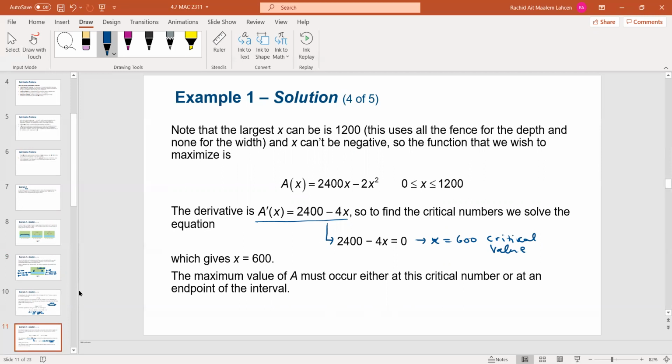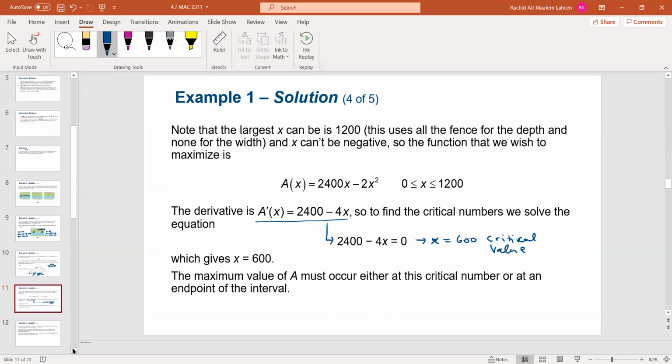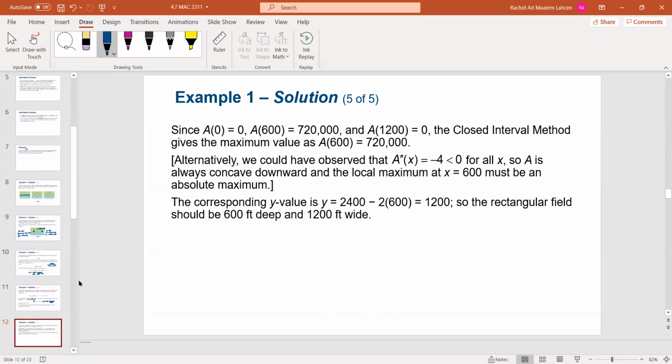And now for this interval in which we're working, right? The 0 to 1200, the maximum value of A must occur either at the critical number or at an endpoint. So how can we know that? Is if we use these values into the function and substitute them like the y value, so see which y is higher.